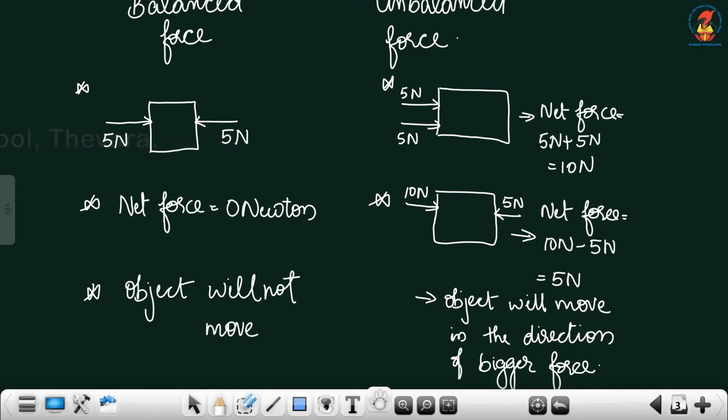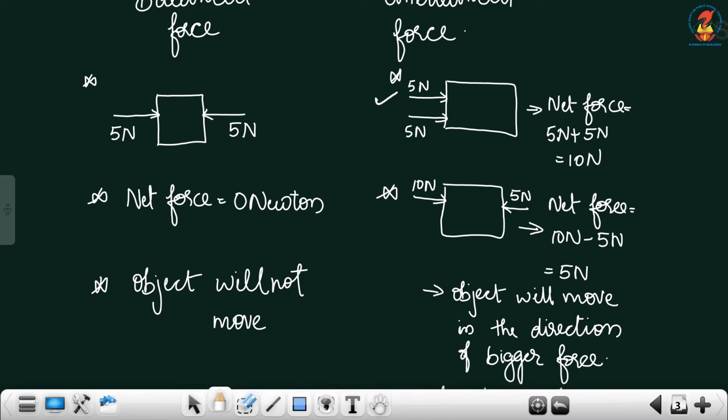Then we will find it by adding the sum of the two forces. That is here, the sum of the two forces. Here on a box, 5 Newton and 5 Newton is acting. So, we will find the net force by adding 5 Newton and 5 Newton, that is 10 Newton.